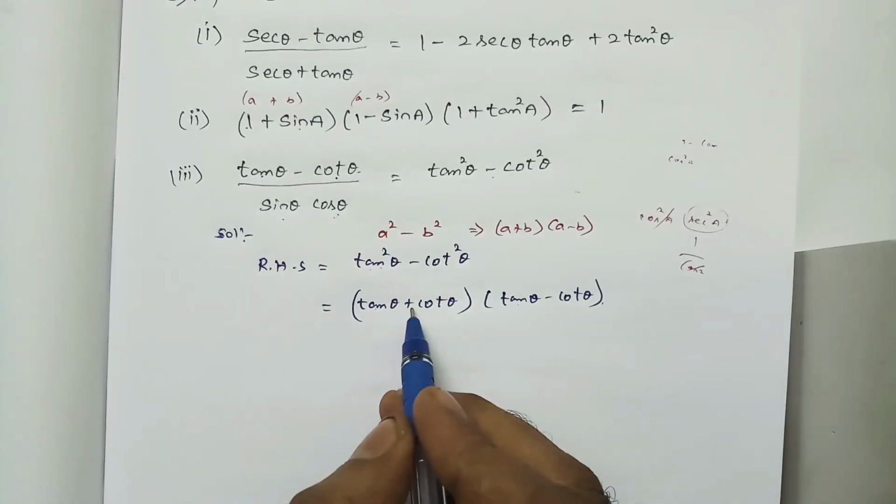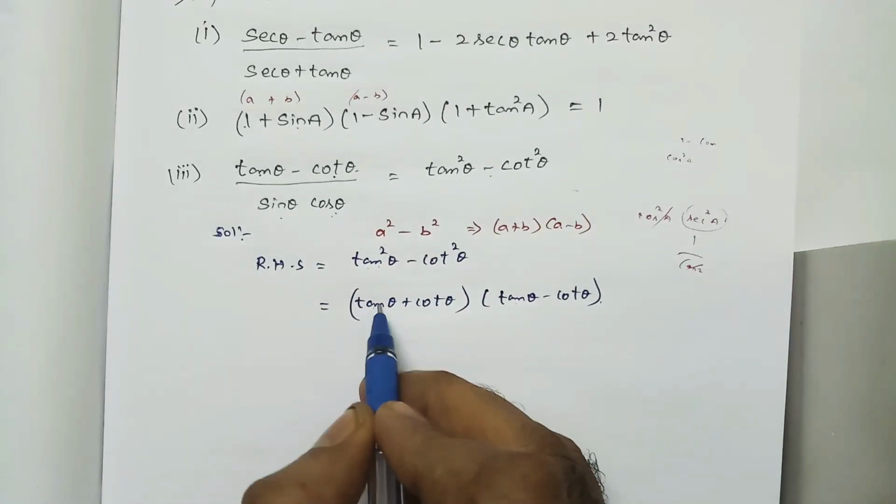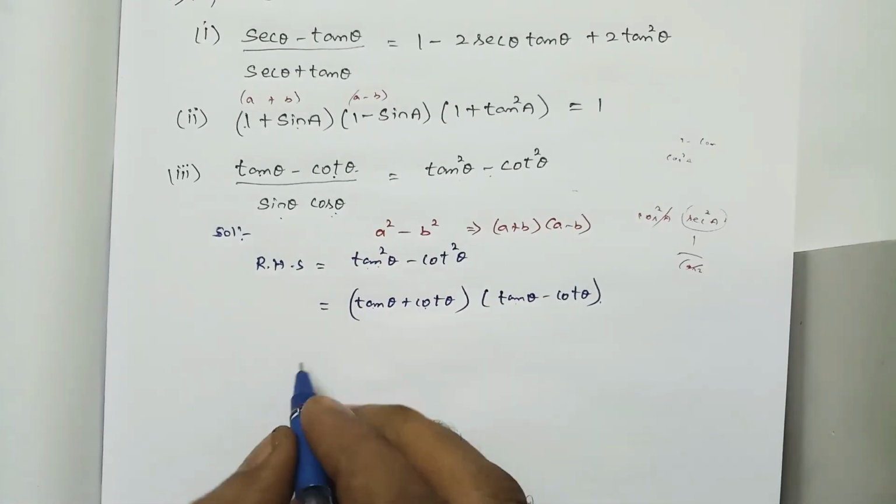So I am going to simplify this tan theta plus cot theta alone. How are we going to simplify? We need it in terms of sin and cos, so I am going to convert this tan theta plus cot theta in terms of sin and cos.